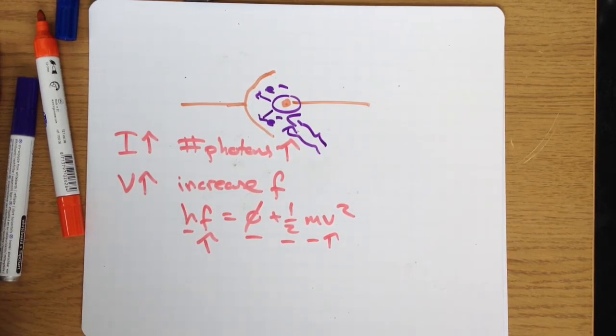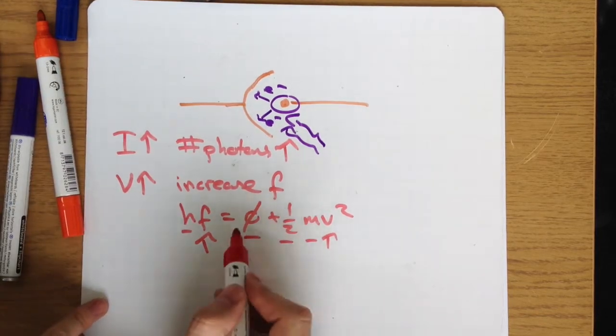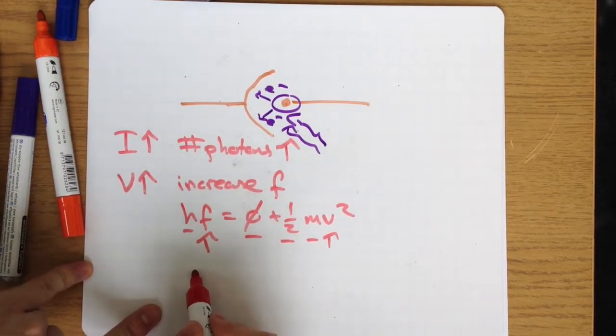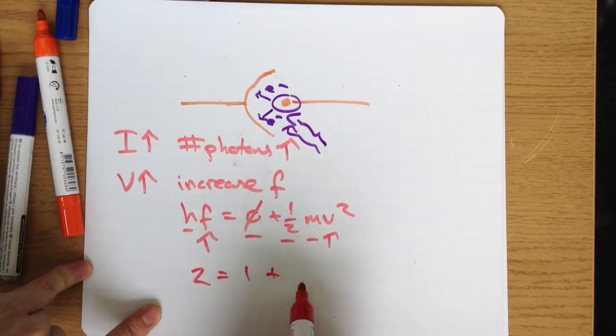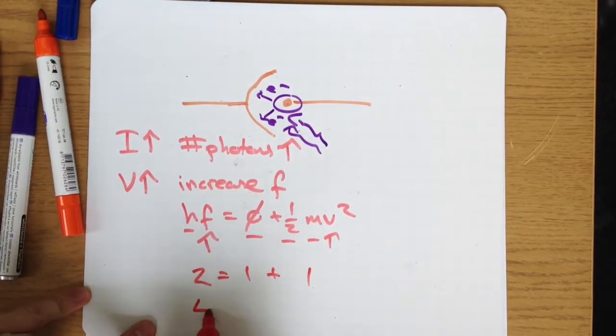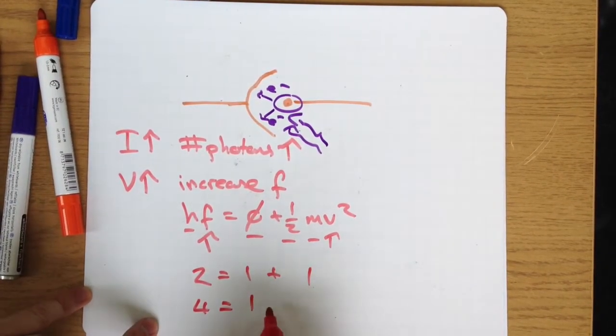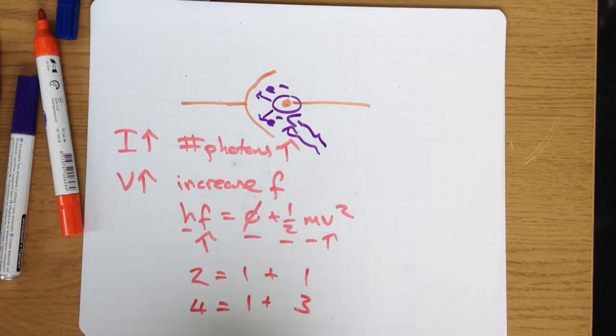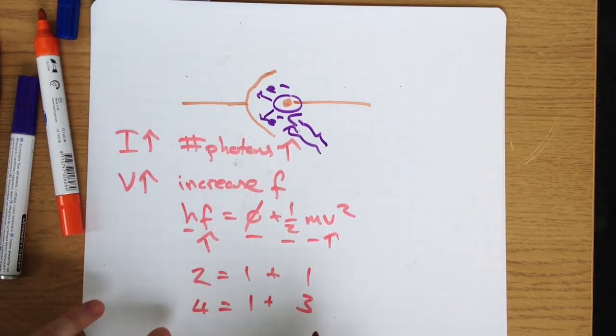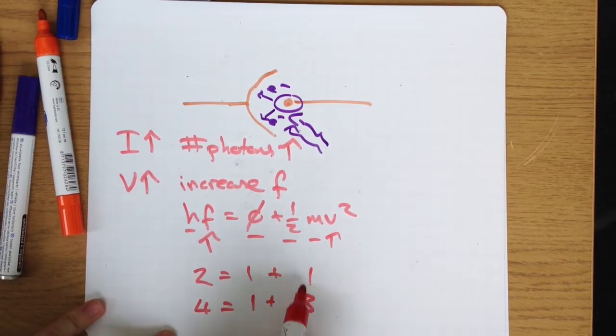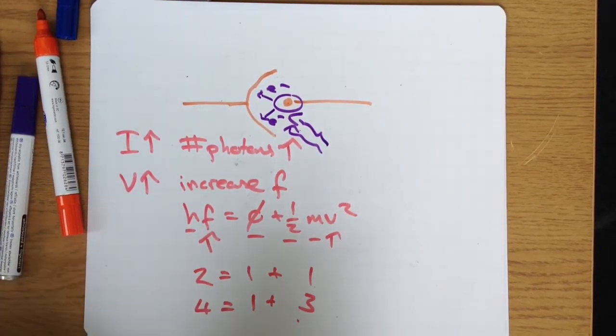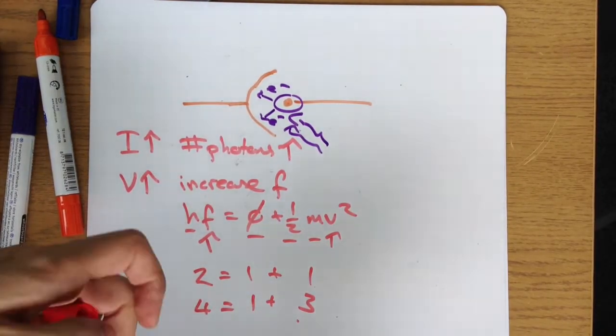Because you're adding the work function. Because of this bit here, which is like a remainder. So if that was 2, and that was 1 plus 1, well, if I double that to 4, I've still got 1 there, but I'd have 3 left over there. Do you see what I mean? So actually, by doubling the frequency, we've got over double the energy left over, because you've lost a bit of it in releasing the electron in the first place.